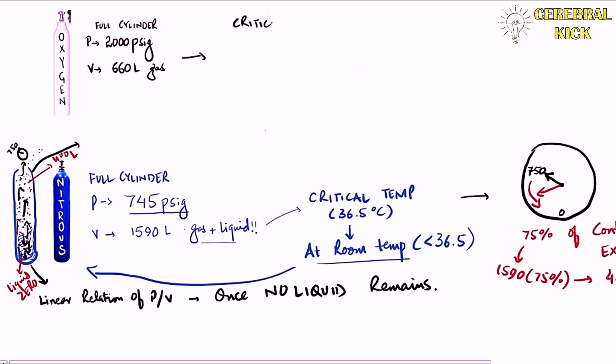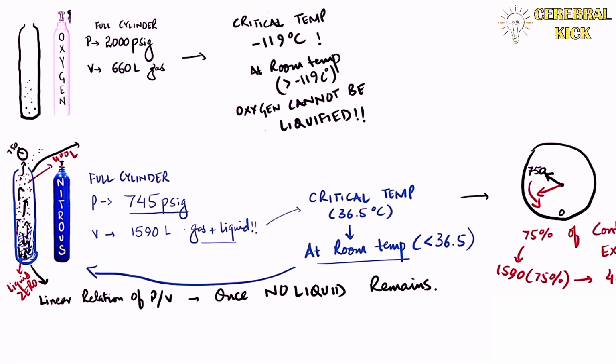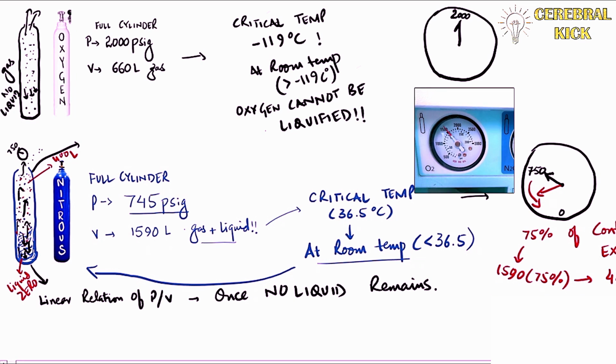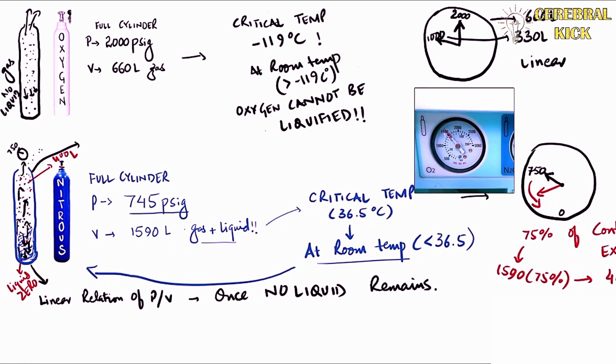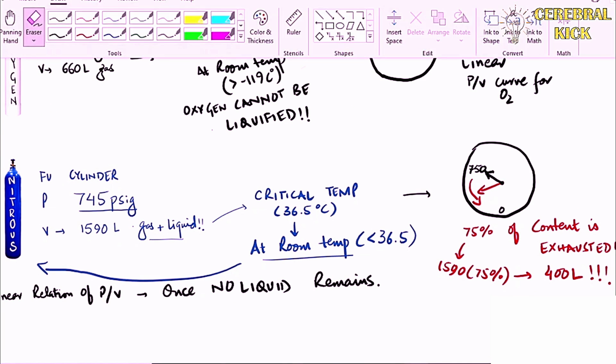As for oxygen, it has a critical temperature of minus 119 degrees Celsius. Now, at room temperature, of course, it cannot be liquefied no matter how much pressure you place on it, right? So the oxygen exists in the cylinder in a gaseous state. There is no liquid form. So it has a more linear relation between pressure and volume. On a pressure gauge, at 2000 PSIG, it would carry 660 liters. At 1000 PSIG, it would carry 50% of the maximum, that is 330 liters. So you can establish a better relation between pressure and volume in terms of oxygen.